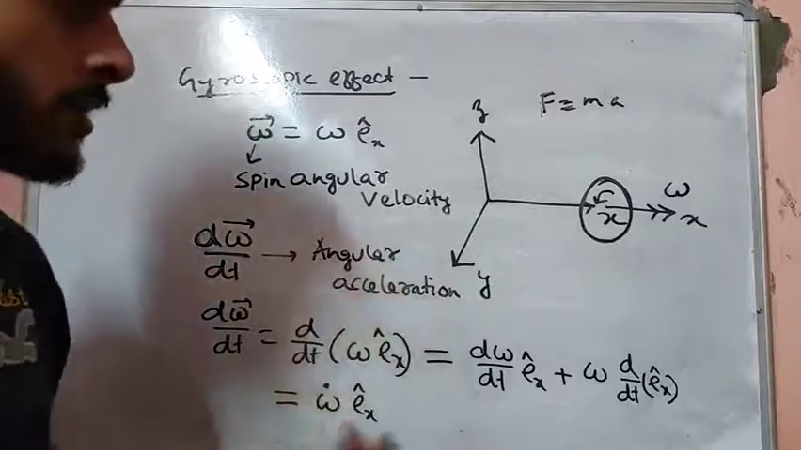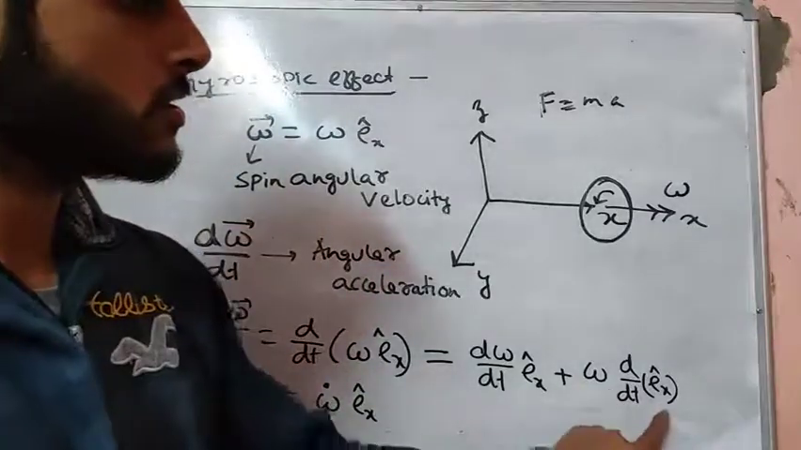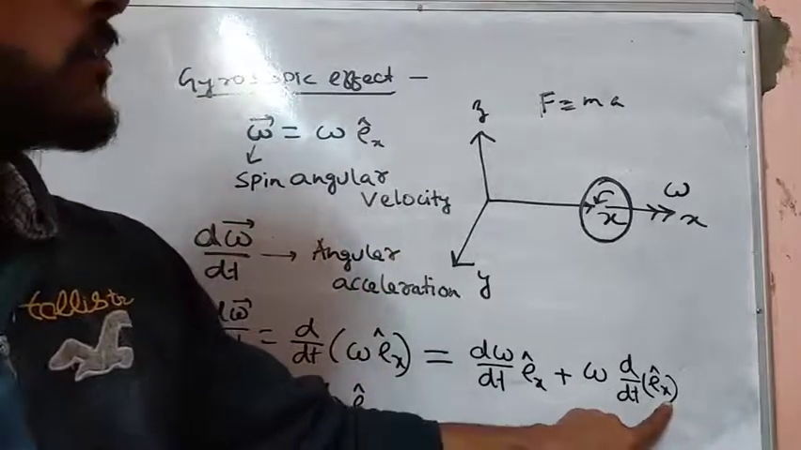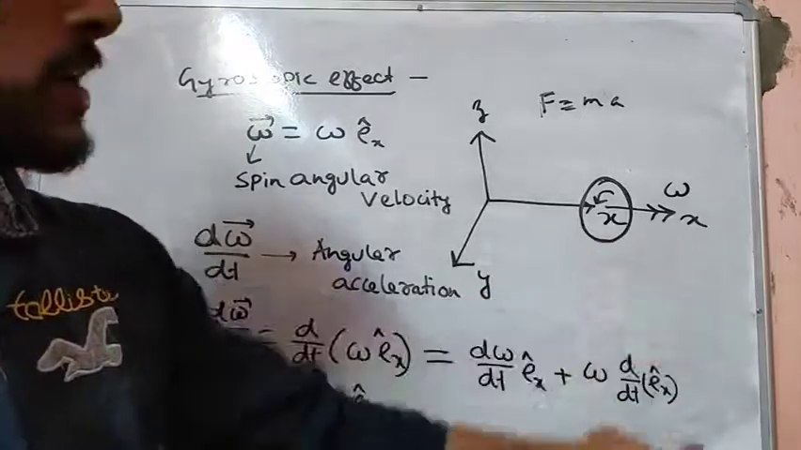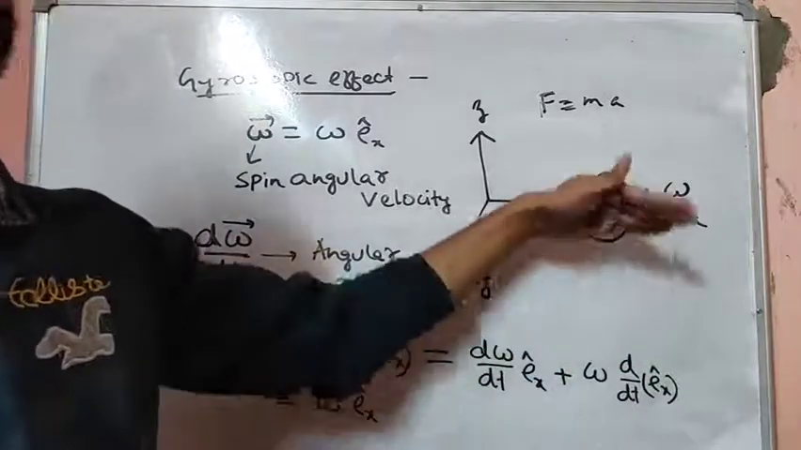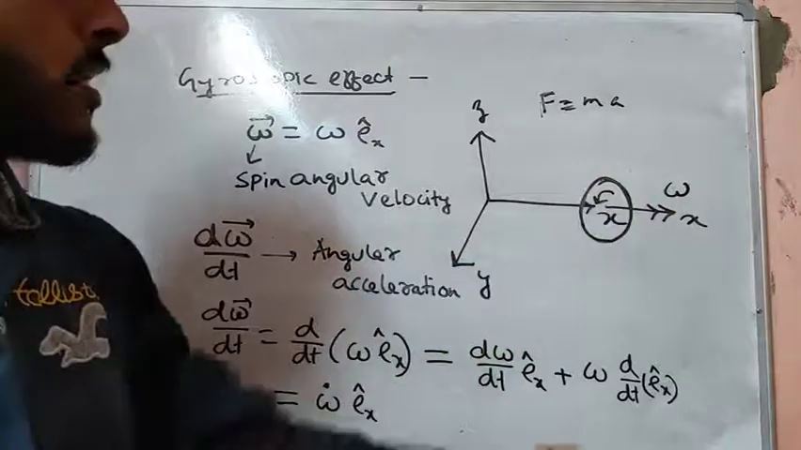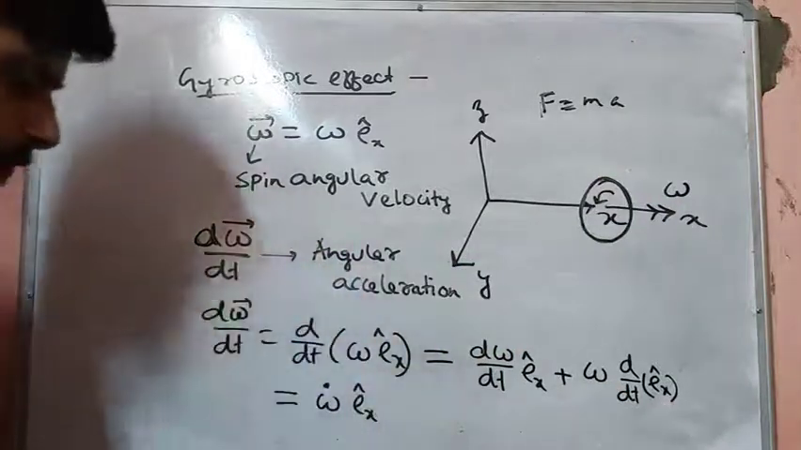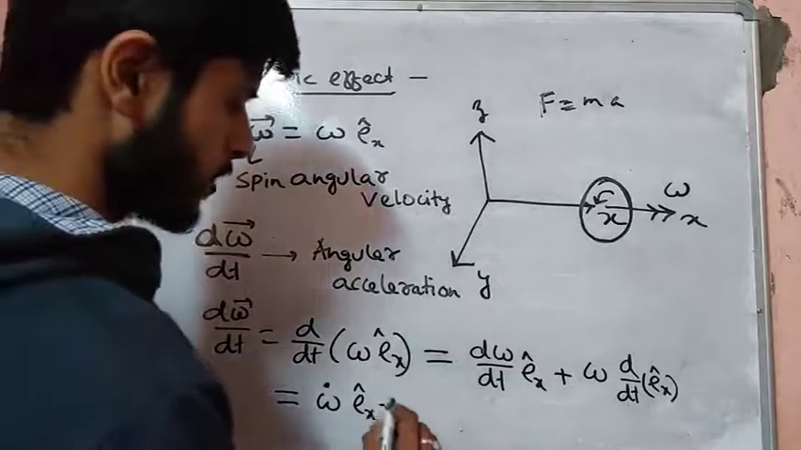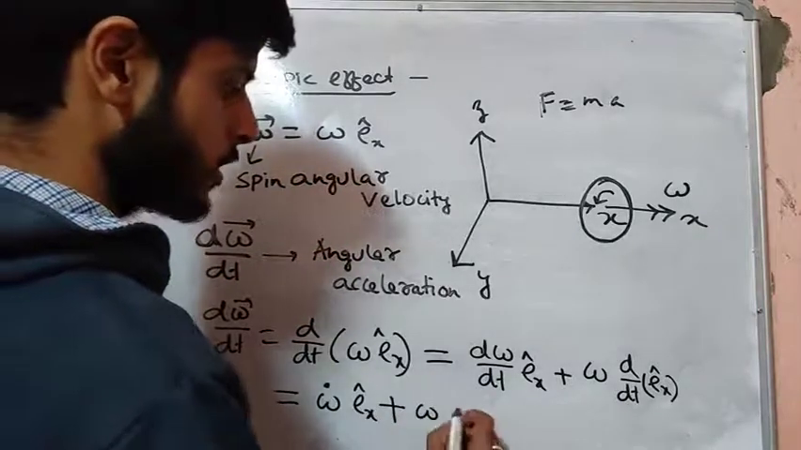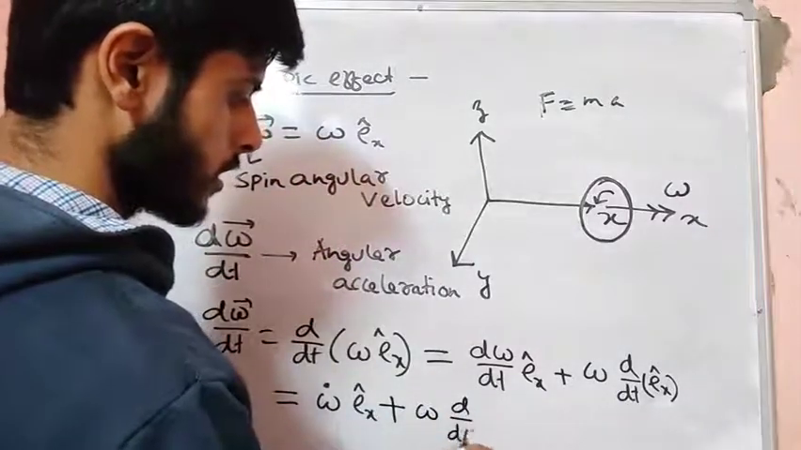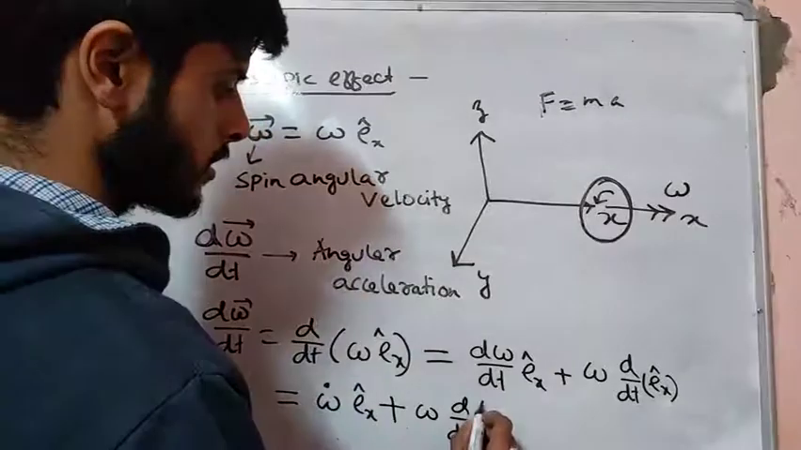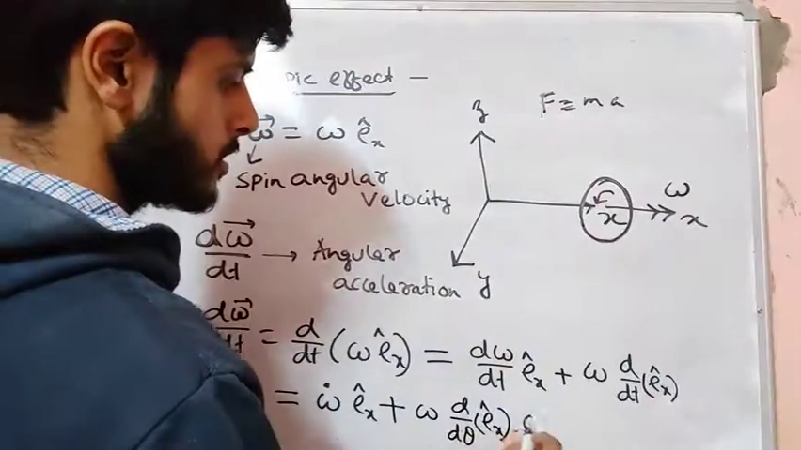Okay, and this quantity, as you can see, d/dt of the ex vector, is a differentiation of the unit vector in the x direction, right? Because this spin axis is turning, right? So the differentiation of this represents the rate of change of direction of the vector, right? So we can write it as d/d theta of the ex vector times d theta by dt, right?